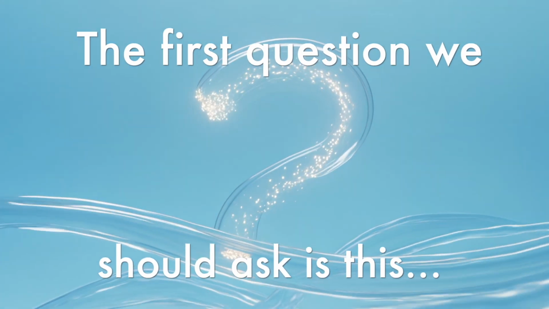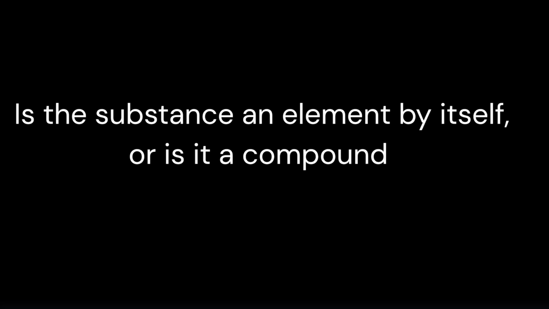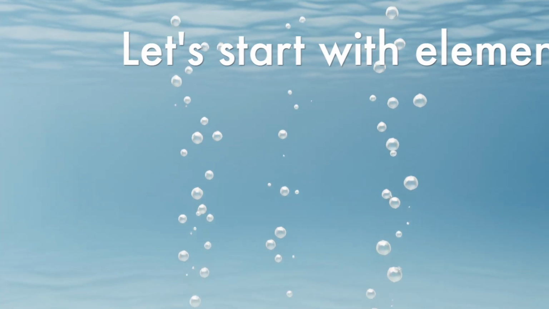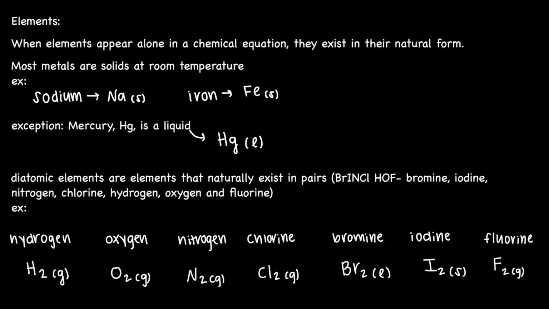The first question we should ask is this: is the substance an element by itself, or is it a compound? Let's start with elements. When elements appear alone in a chemical equation, they exist in their natural form. Most metals are solids at room temperature. For example, sodium would be written as Na solid, and iron would be written as Fe solid. One important exception is mercury. Mercury is a liquid, so it would be written as Hg liquid.